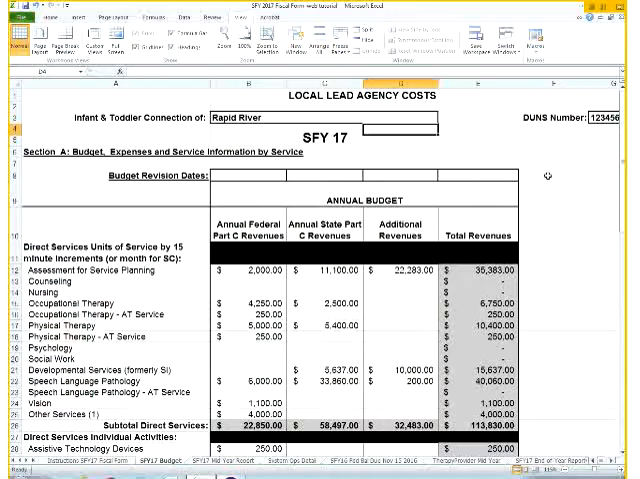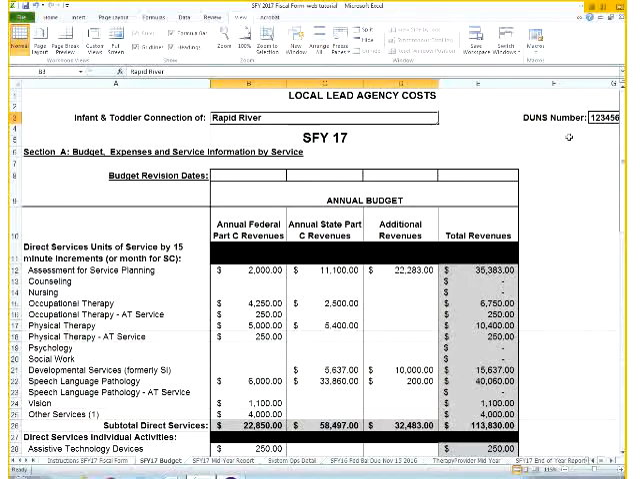We're going to start talking about revenues, and then we will go from there to how to complete information in direct service, and we will close with how to complete your systems operation details. At the top of your form, it is important that you complete your infant toddler connection name. There's a box there. Here we call ourselves Rapid River, and it is important that you complete this information once you open your initial budget form.